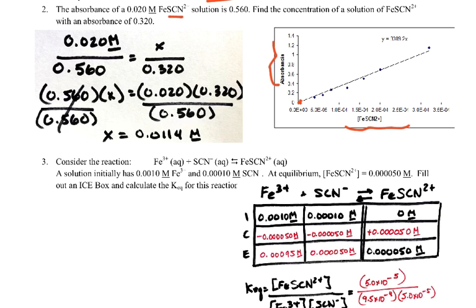And we're saying if 0.02 molar FeSCN has an absorbance of 0.56, then what would be the concentration if we only had an absorbance of 0.32? So we just cross multiply, get x by itself, dividing both sides, and I get an answer here of 0.0114 molar, which we would probably round off to two significant figures and see 0.011 molar.